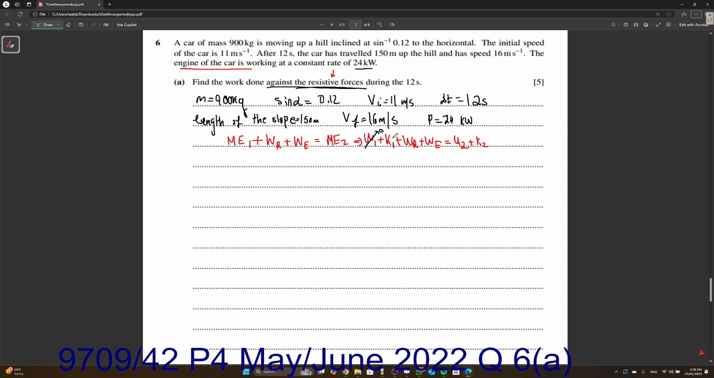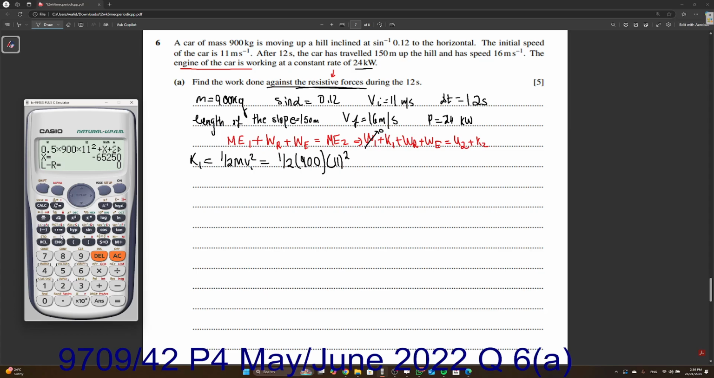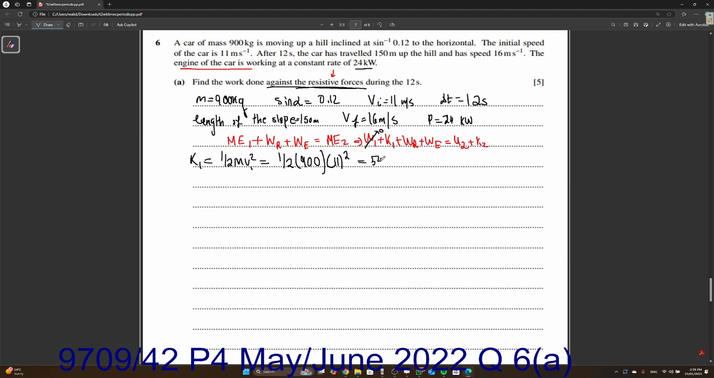So let's start finding K1, which is equal to half mv1 squared, which is half times the mass, 900, times v1 squared, which is 11 squared. So you get 450 times 11 squared, which is 54450.